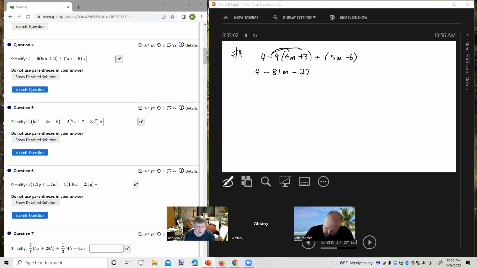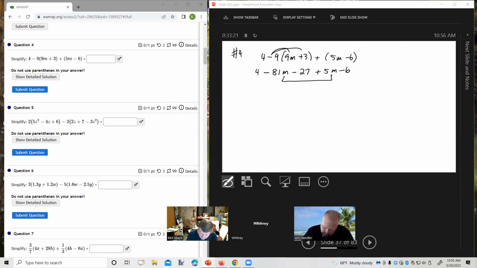There's just a plus sign in front of the second set of parentheses. So that's like distributing a 1. So we just get plus 5m minus 6. So that's our first big step in simplification. Then we're going to come back and combine like terms.